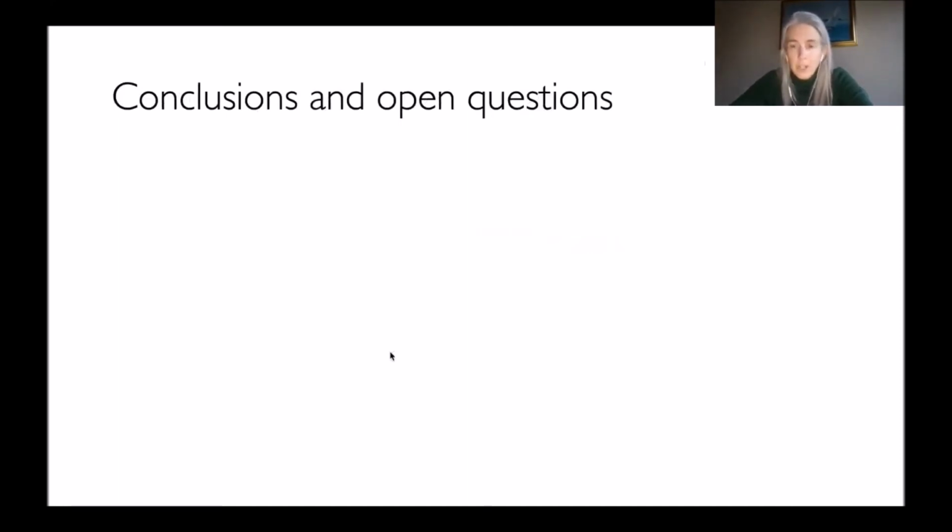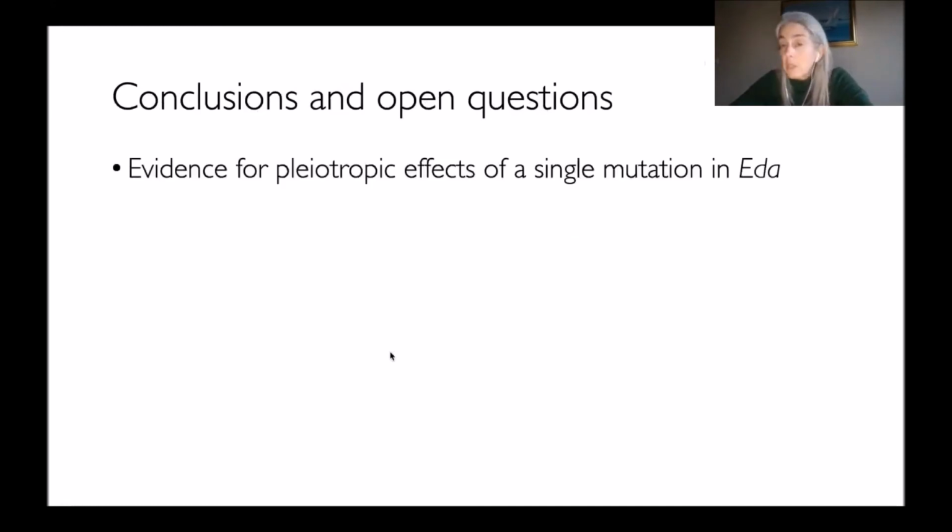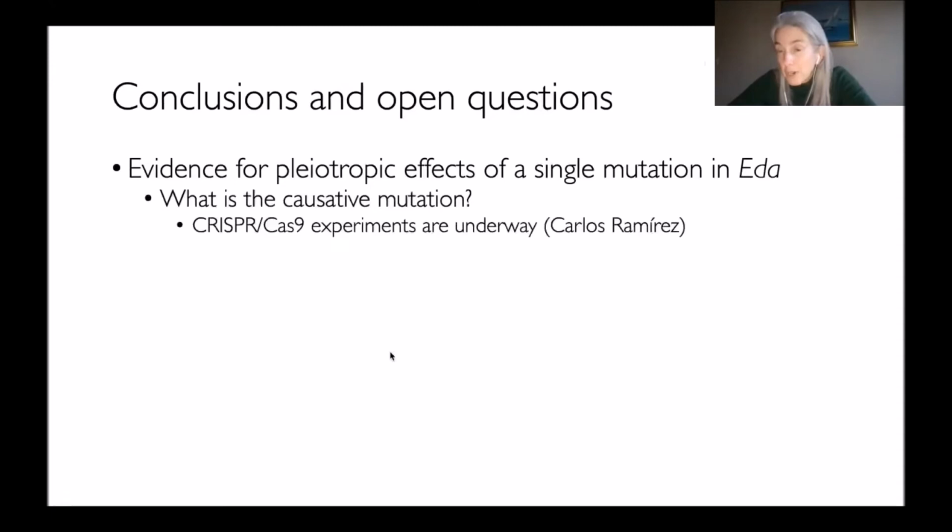Okay, so the conclusions of this part of the talk and where we're going: we still have questions. That's what I love about science, you answer one question and it opens more questions, keeps you in business. We find evidence for the pleiotropic effects of a single mutation in EDA, but I haven't shown you what the causative mutation is. We have been working really hard on that, and we have a good candidate. We think it's one of these indels, and Carlos Ramirez, a PhD student in the group, is conducting the CRISPR-Cas9 experiments to recreate this mutation and see what the effect is. So stay tuned for that.